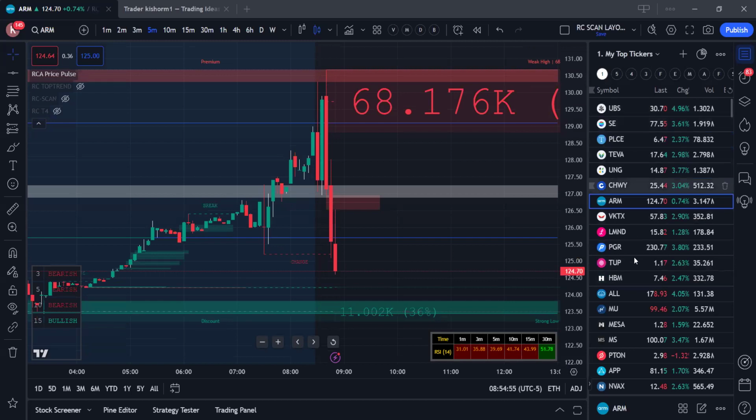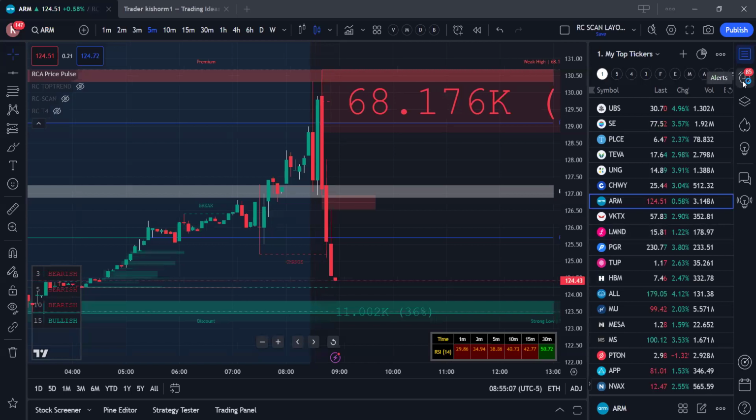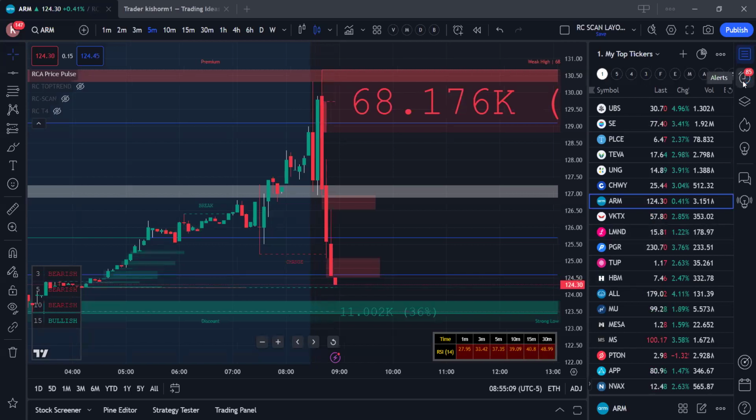So I created alerts on all the quick moving tickers. Now we need to wait for the notifications. Whenever I receive a notification, we need to check the confluence with the other indicators, right? We can either check with the RC scan to see whether we have a good number of buyers and sellers, or we can check with the top trend, price pulse, or T4. There are multiple indicators.